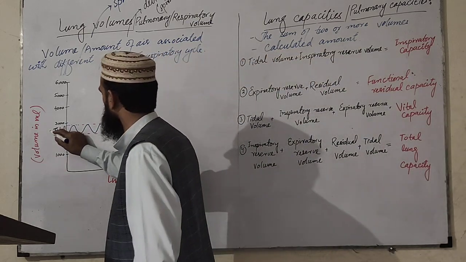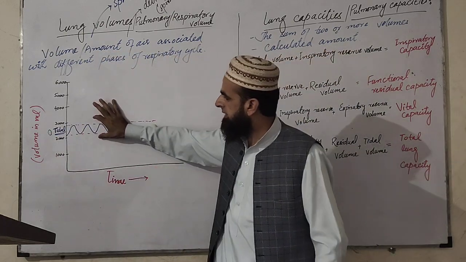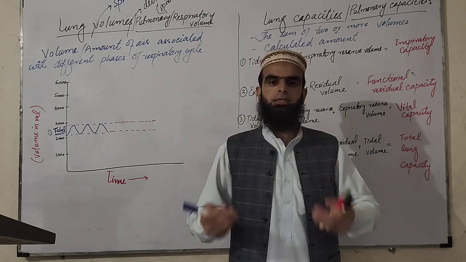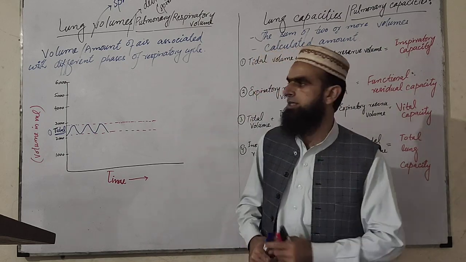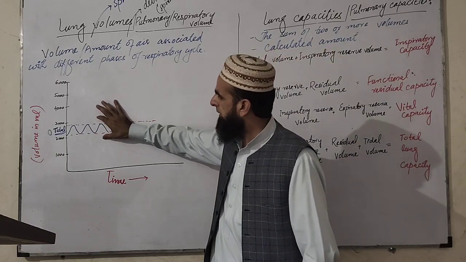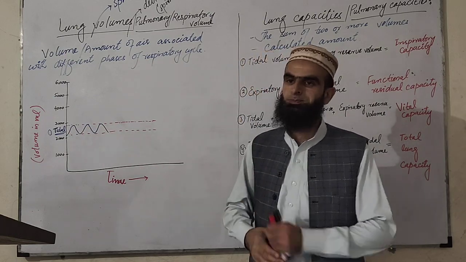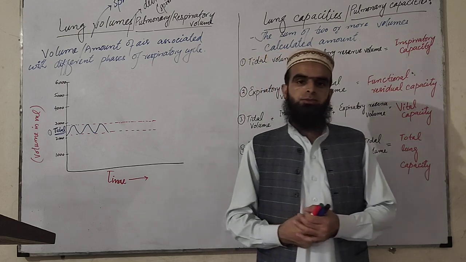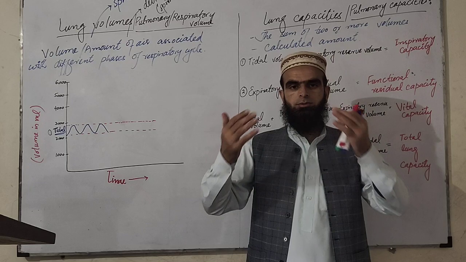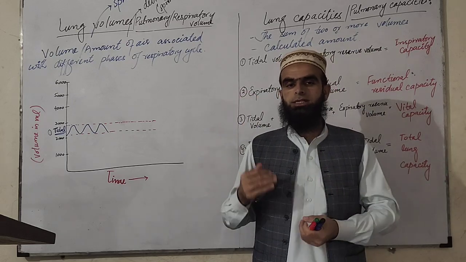This is the first volume which has been shown here, and this is called tidal volume. This is that amount of air which is taken in and out during normal breathing. When we do normal breathing, the normal amount, 500 ml of air, is taken in and out. For example, sometimes if we take more air than normal breathing, what would happen?